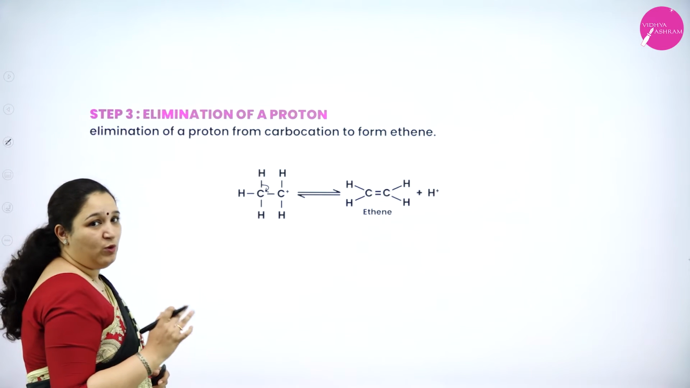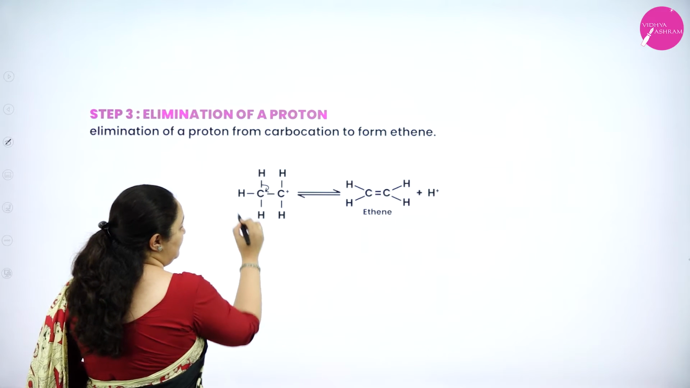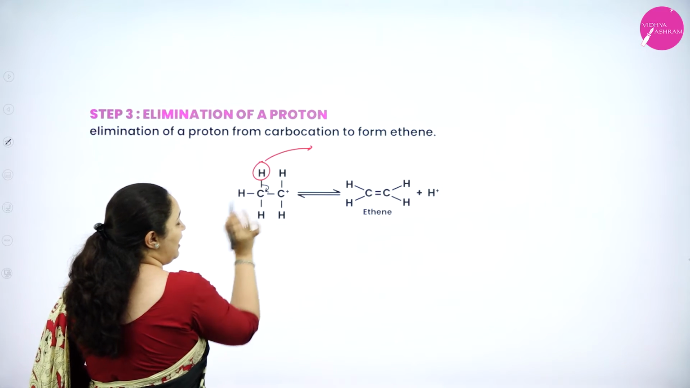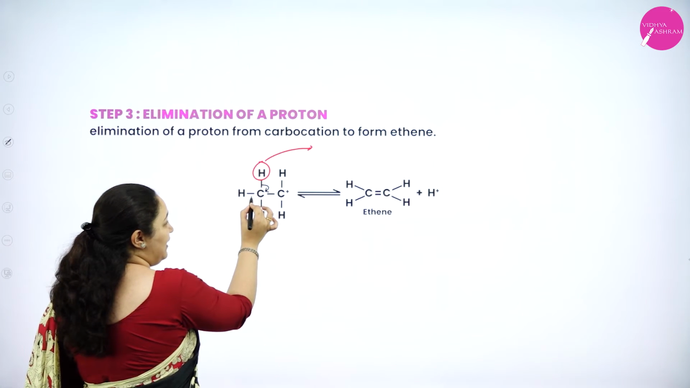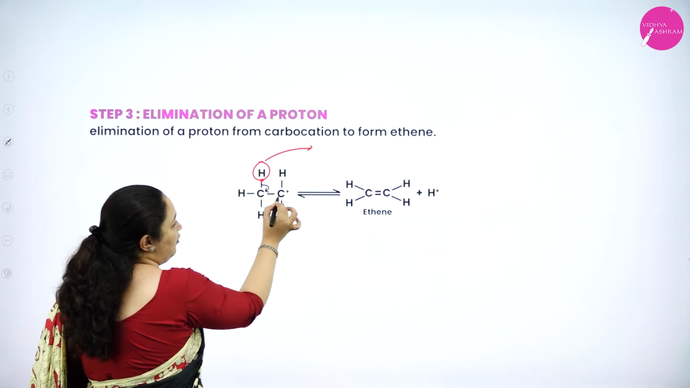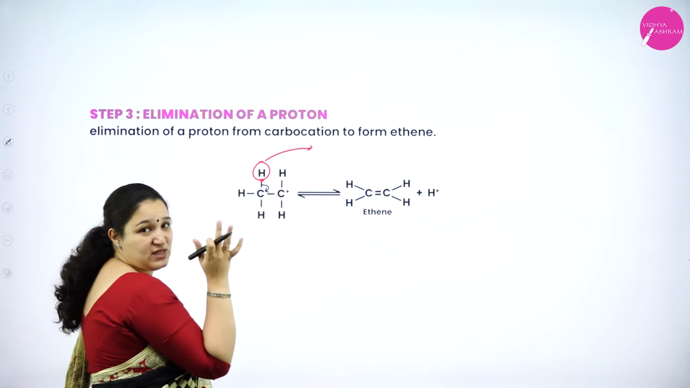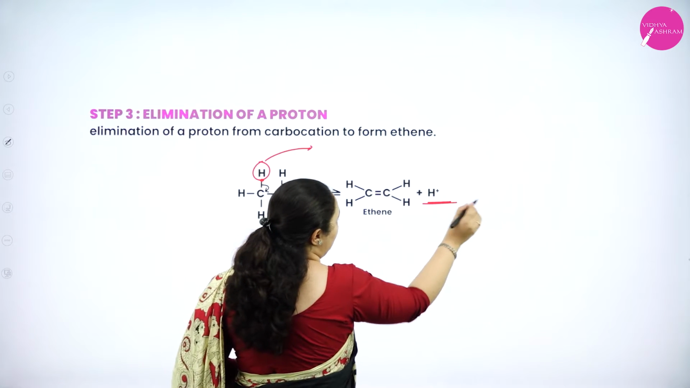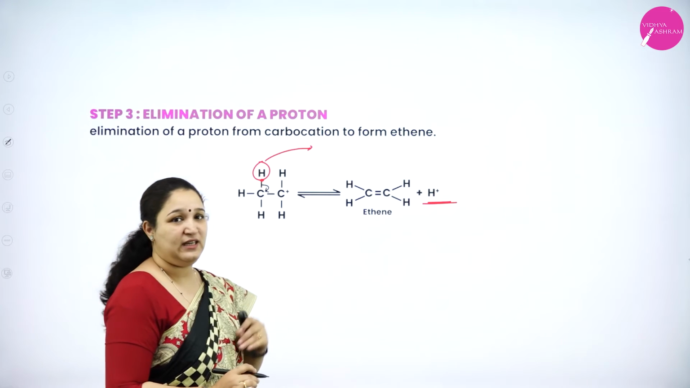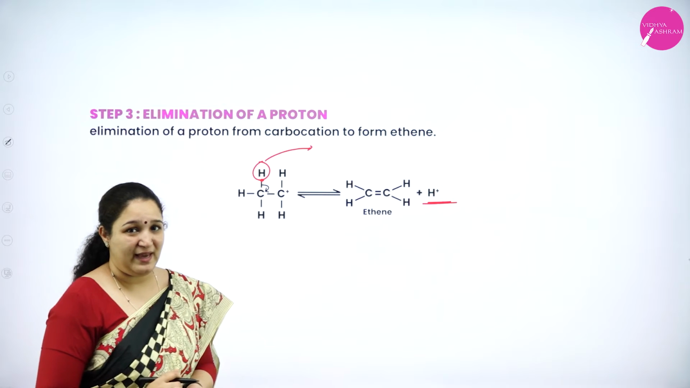Now the last step, elimination of a proton. So what is happening next is, from the carbocation, one more proton will get eliminated. See, now the carbon has positive charge. So the neighboring carbon atom will pull the electrons from the hydrogen to be donated to the carbon, and a double bond is formed, and the hydrogen will lose its electron and move out as a proton, as H plus ion. So ethene is formed. I hope you have understood the mechanism.